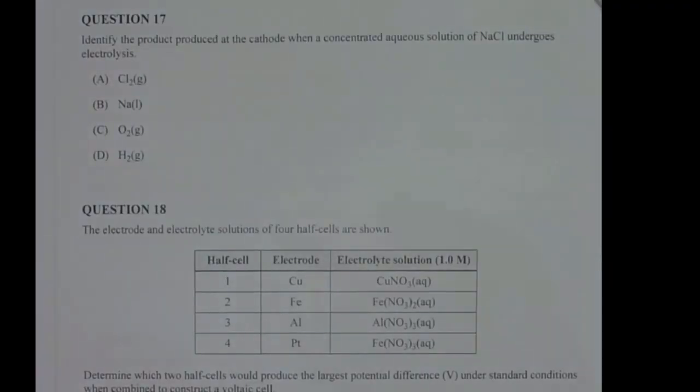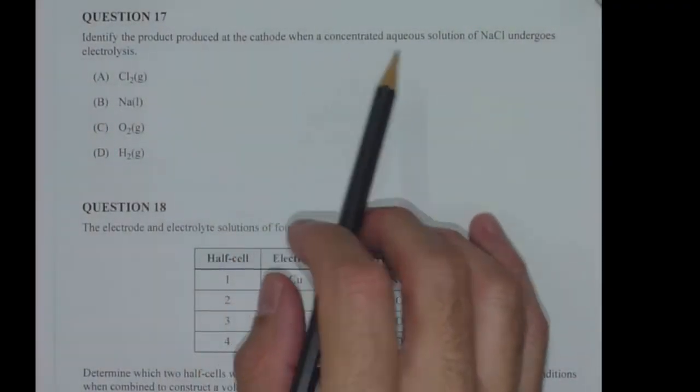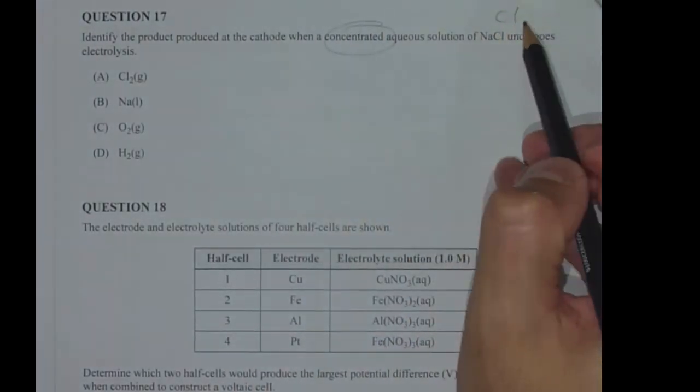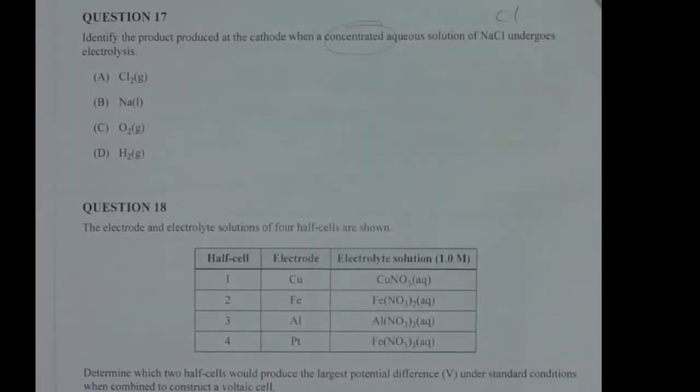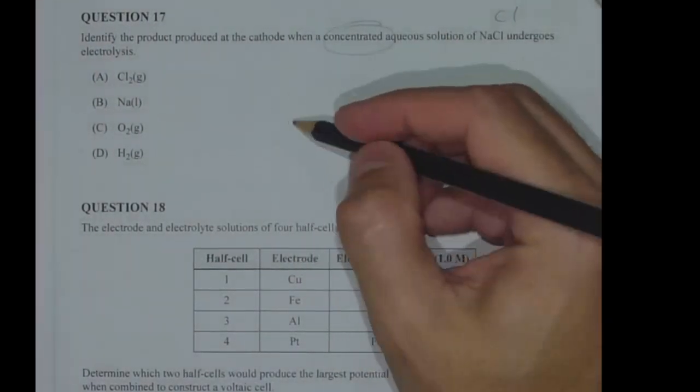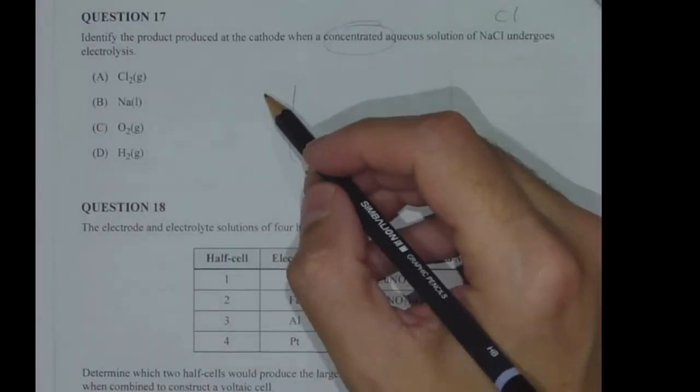All right, question 17. Electrolysis, aqueous concentrated, so you will get the chlorine and not the other product. I just don't want to do the work. I said, are you serious? Okay, this is just nasty, really.